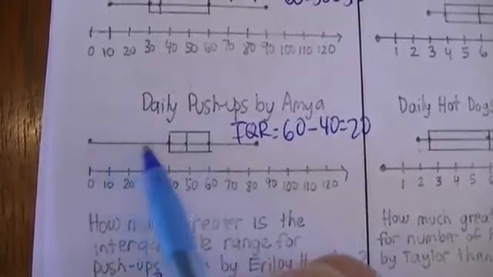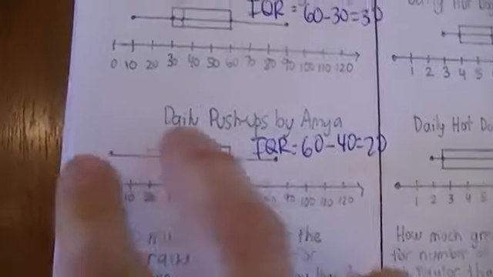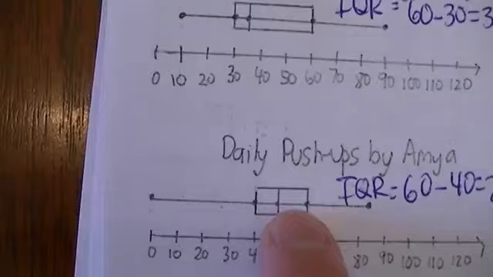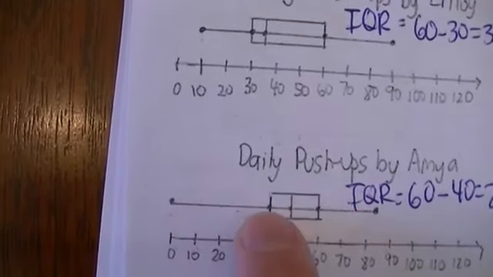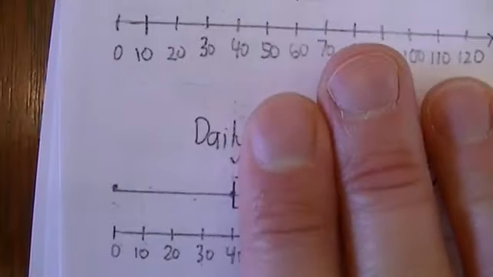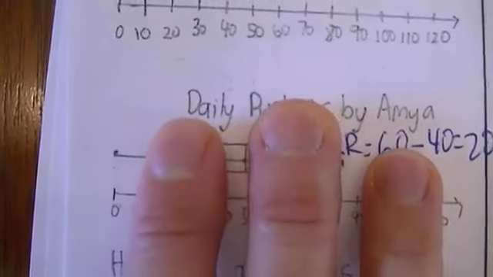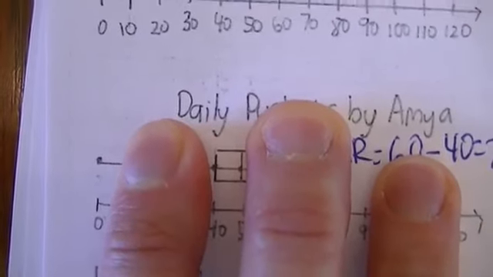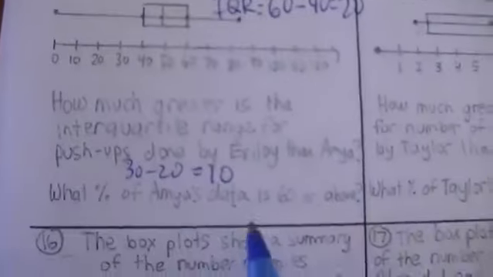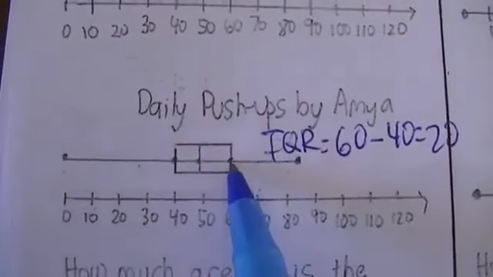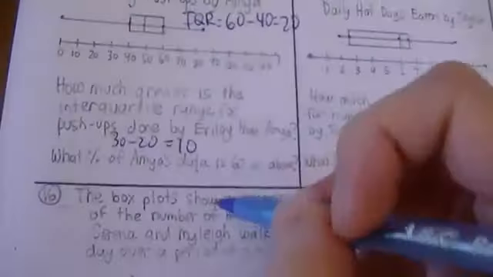So remember, each little section, no matter how long it is, is 25%. So 25%, 25%, 25%, 25%. The reason this one's longer is because the numbers that fall in that section are all spread out. This little section is smaller because all those numbers are smushed together. So anyway, 60 or above, so here or above, that right there is 25%.